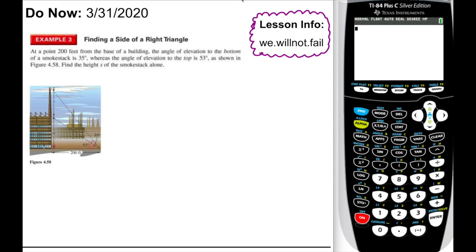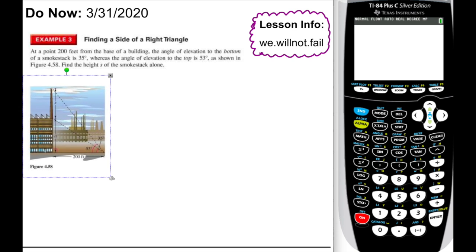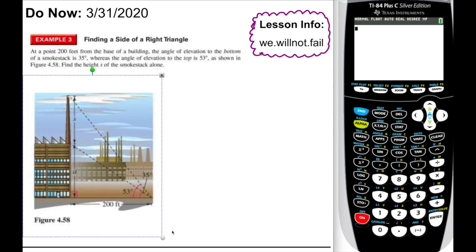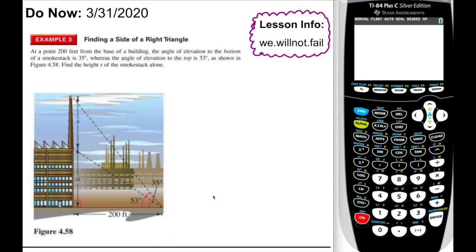This is a review question. At a point 200 feet from the base of a building, the angle of elevation to the bottom of the smokestack is 35 degrees, whereas the angle of elevation to the top of the smokestack is 53 degrees, as shown in the figure that you see here. I'm going to try to make this a little bigger. Hopefully that was easier for you to see. I want to find the height S of the smokestack alone. I only want the height of the smokestack here.